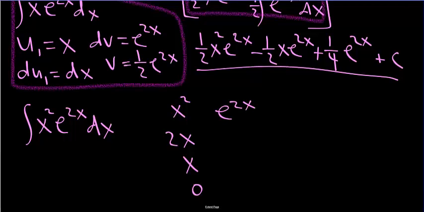And what we want to do now is we anti-differentiate that thing until it's lined up down here with the 0. So, look at this. We've got 1/2 e to the 2x, 1/4 e to the 2x, and then 1/8 e to the 2x.